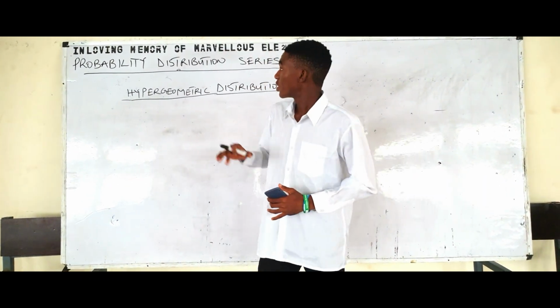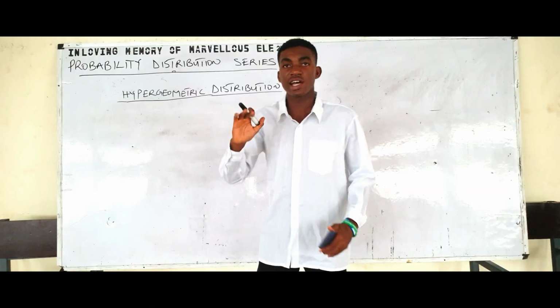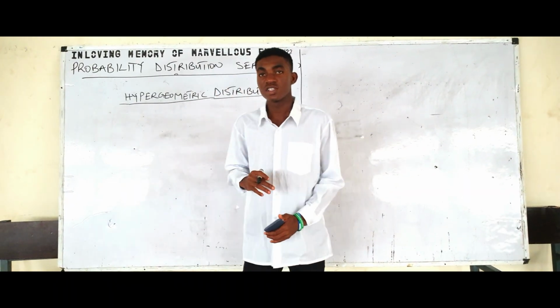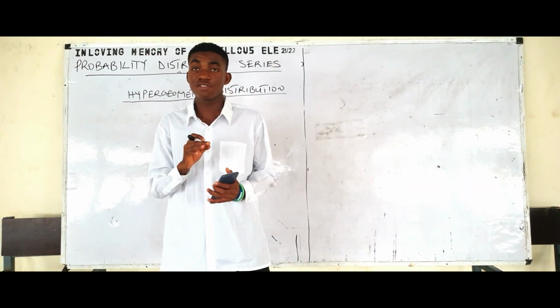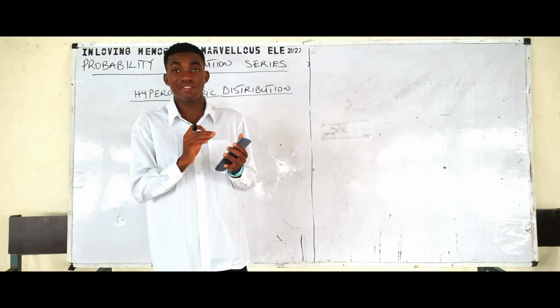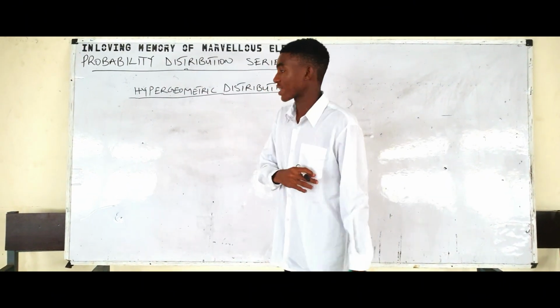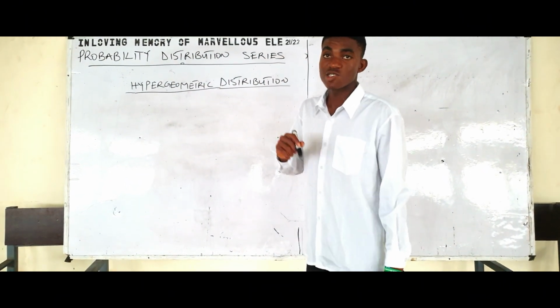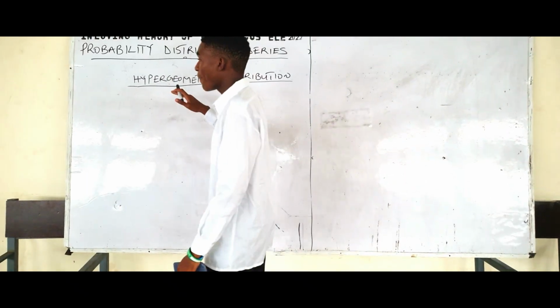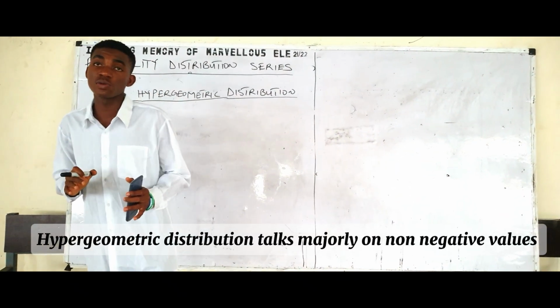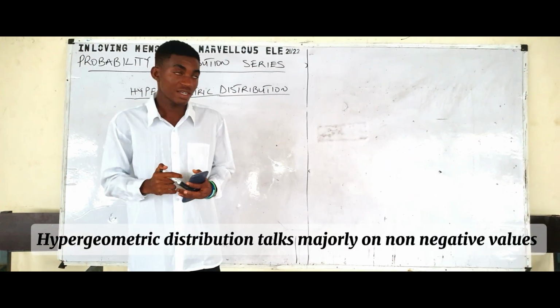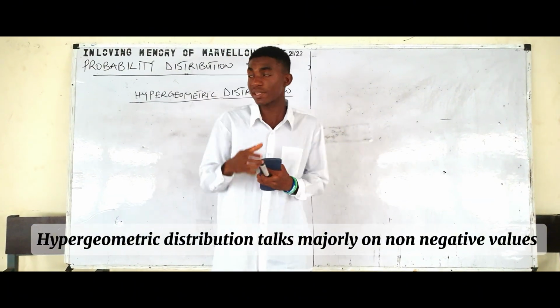Today we're checking on the probability distribution series. Under that, we're talking about the hypergeometric distribution. This is a very difficult one because its parameters are very hidden and very tactical. Let's solve them together. The hypergeometric distribution deals with non-negative values and has three main parameters.